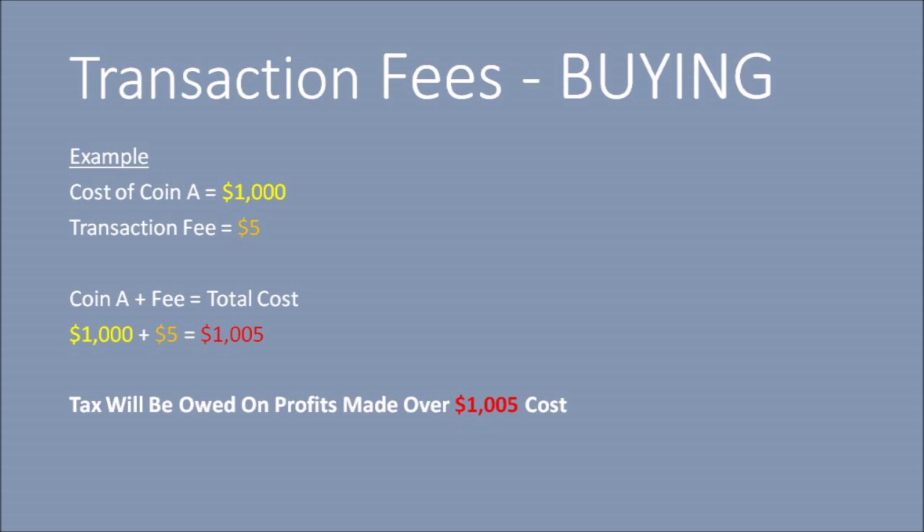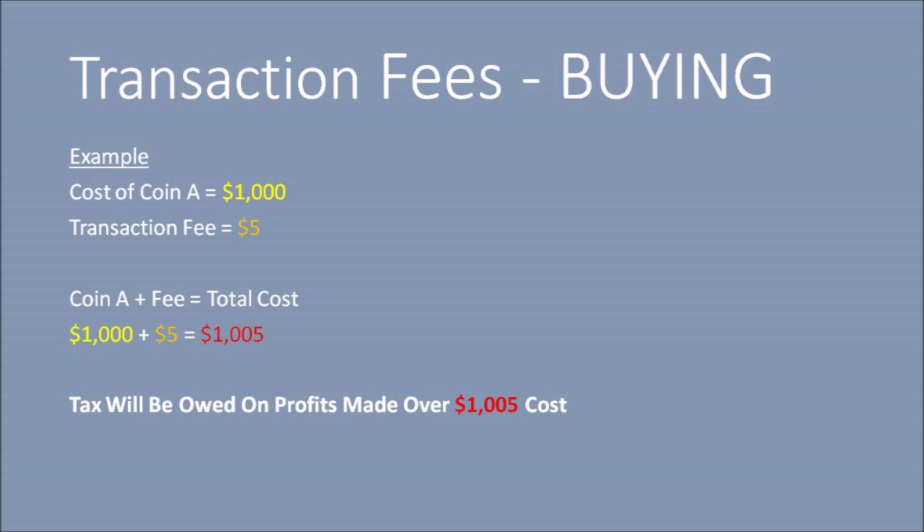The first, we're going to focus on a scenario where we are buying a cryptocurrency. So let's say coin A, which is the coin we are purchasing today, has a cost of $1,000. In order to buy $1,000 worth of coin A though, there's a transaction fee on the exchange we're using of $5. That means coin A of $1,000 plus coin fee of $5 gives us our total cost, which is $1,005.